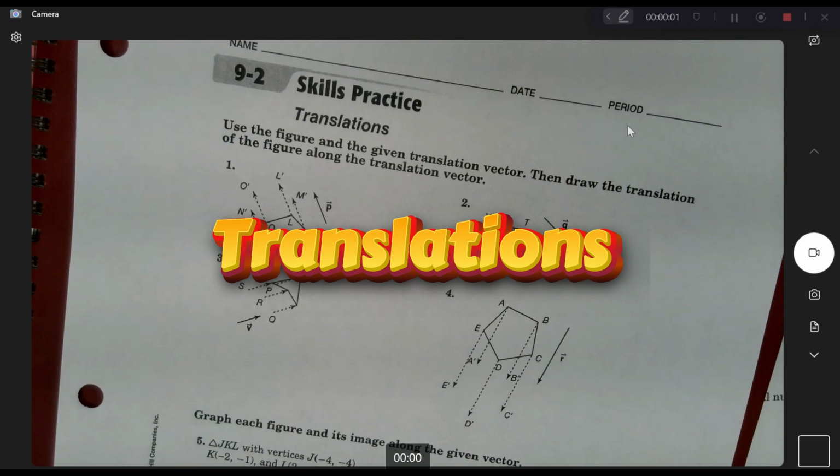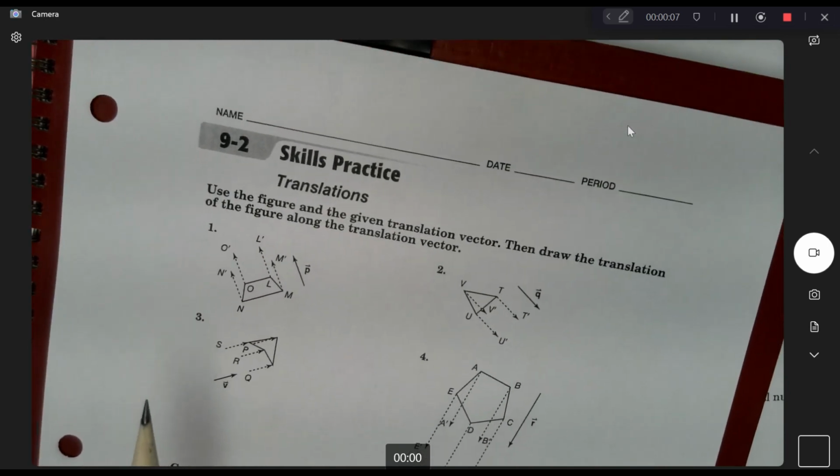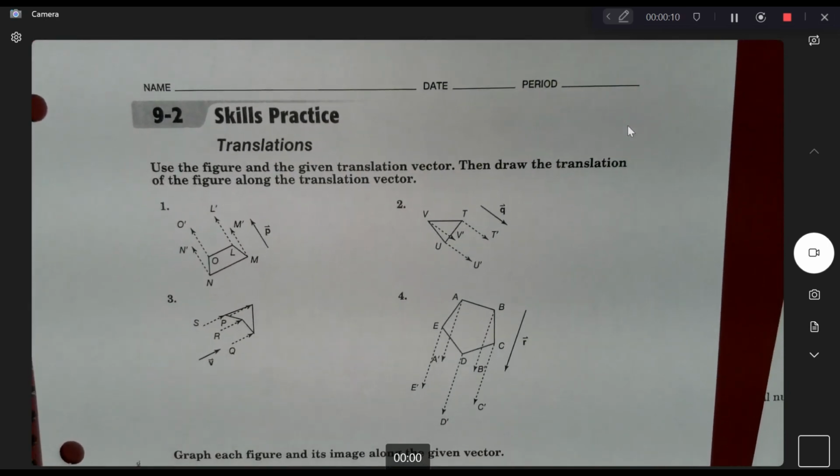I think this is one of the more straightforward lessons that you have. The idea of translations, I always think of them as pushes, right? When we translate something, all we're doing is sliding it in a specific direction. So when I push something, say I was going to push a chair, I just need to know what direction to push it in and how far. Those are the two things you have to know to be able to do a translation: what direction are you going in and how far.